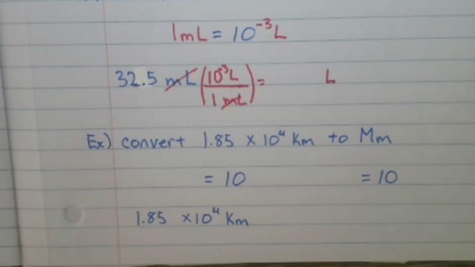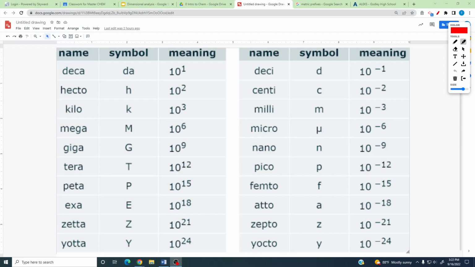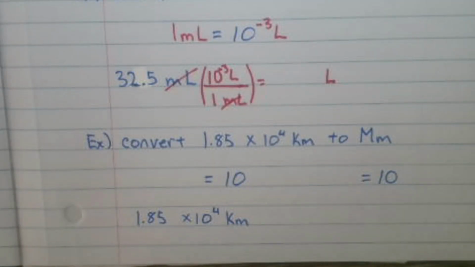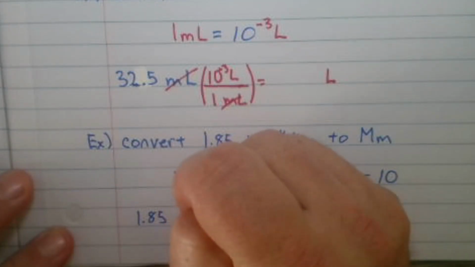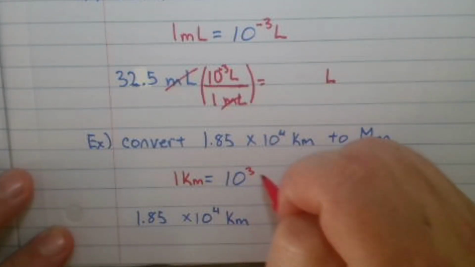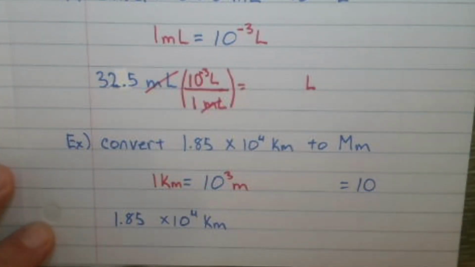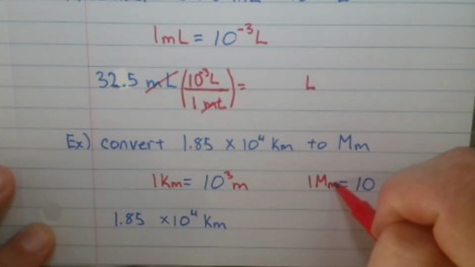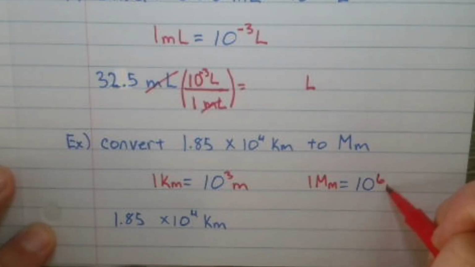We have to go back to our conversion chart, and so we look at our examples. We have kilometers. So here's kilo. 1 kilometer is equal to 10 to the third meters. And then 1 megameter is equal to 10 to the 6th meters.